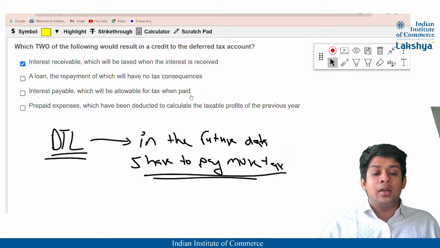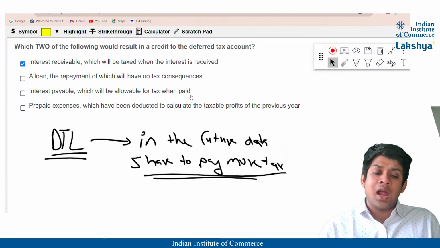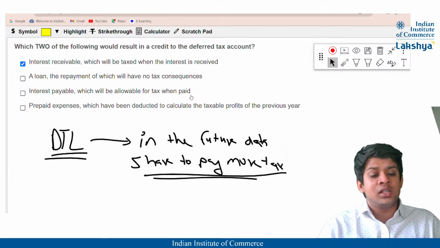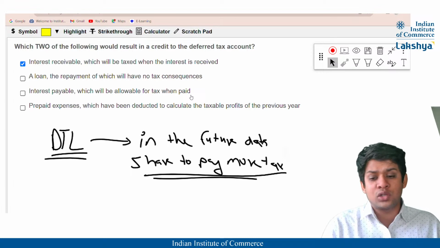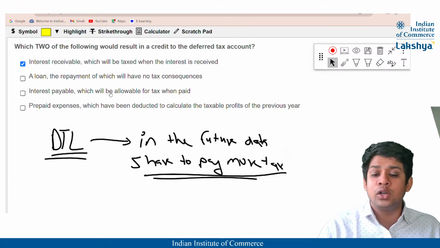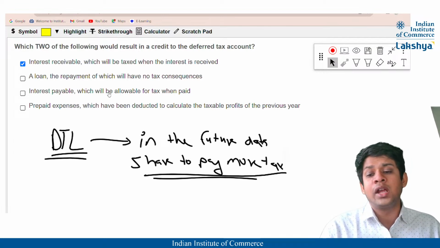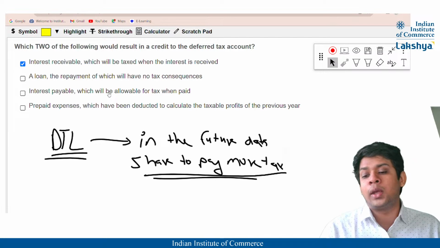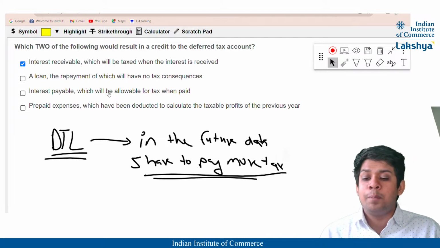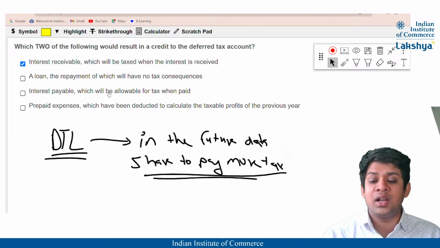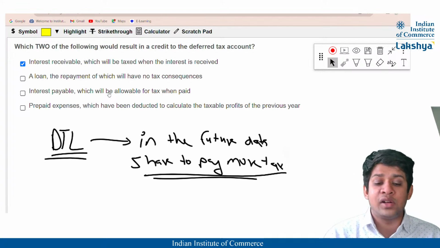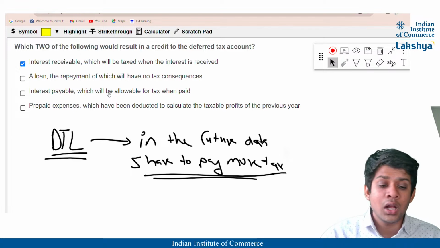So in the later date, they will consider it as an expense, and at that time I'll get a deduction for the same. So I will have to pay lower tax in the future date, right? So this is going to be considered as a deferred tax asset. It will not bring credit to the deferred tax account. Okay. It will bring debit rather. Okay. And then the last one, prepaid expenses which have been deducted to calculate the taxable profits of the previous year. Very tricky, guys. Just focus here.